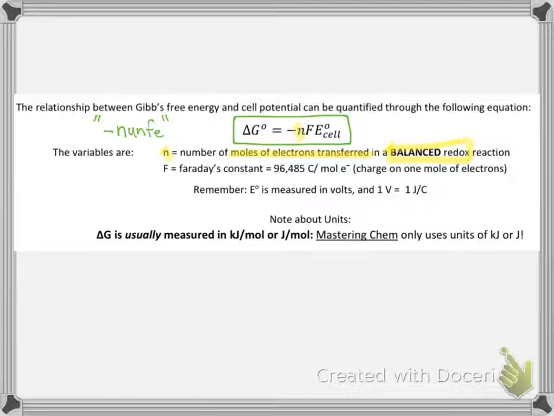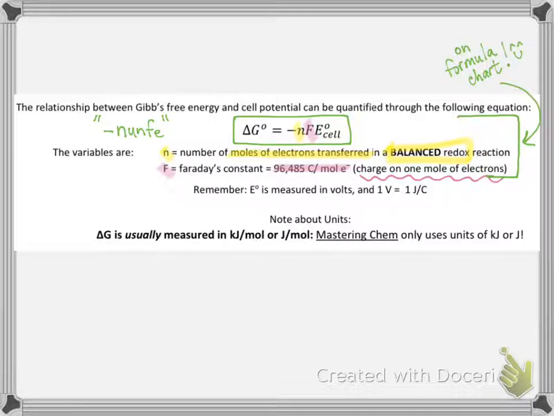That is key. And then there's this fun new constant called Faraday's constant. Faraday's constant is a kind of large number, 96,485 coulombs per mole of electrons. It's a measurement of the charge transferred in 1 mole of electrons. And just like this equation, it is given to you on the formula chart.